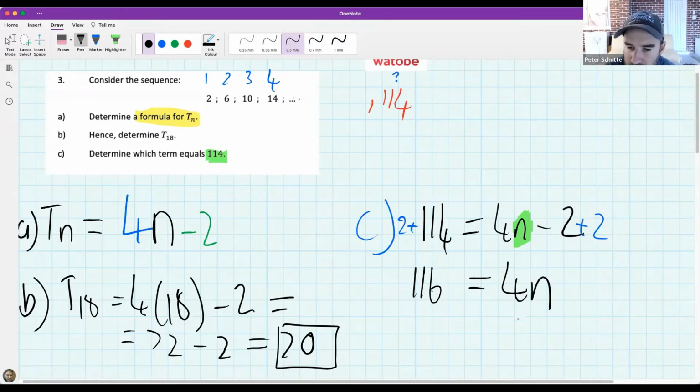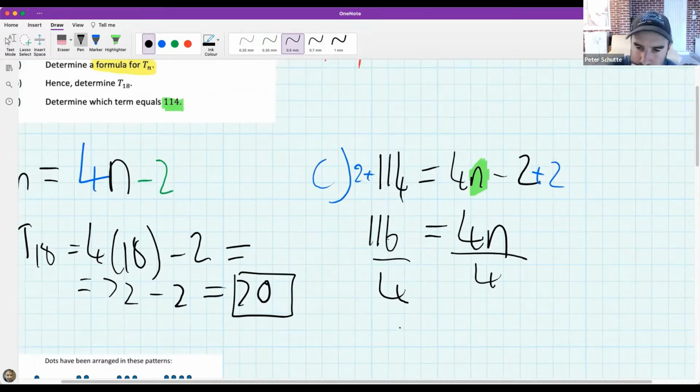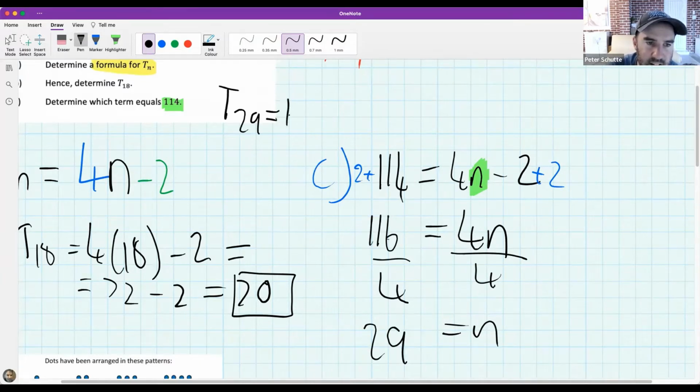Can you give us the next step? So what do you do? 4n over 4. You divide by 4. And then what are you going to get, do you have the answer? 29. You're going to get 29. And so we know that term 29 is 114.